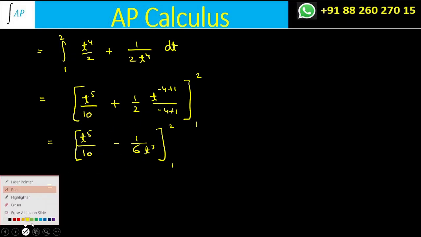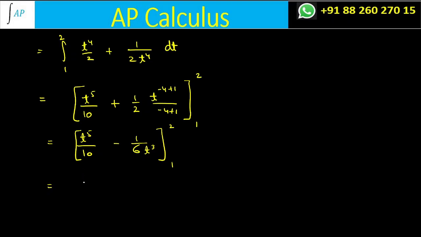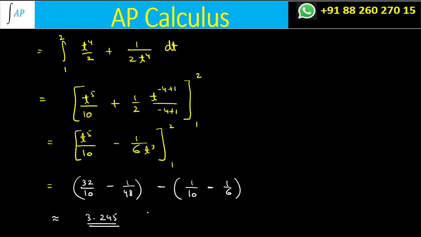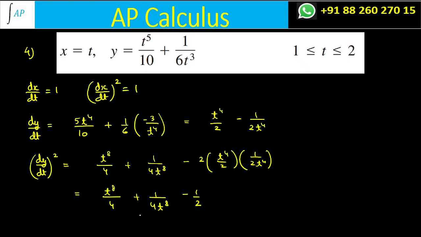When we put the upper limit as 2 over here, 2 raised to the power of 5 becomes 32 over 10, minus 2 power 3 is 8, 8 times 6 is 48. That is the upper limit, minus, if you put the lower limit 1, it will be 1 over 10 minus 1 over 6. Now if you simplify this thing, you will get the answer as 3.245. That is going to be the length of the arc for this. I hope you are getting this calculation.